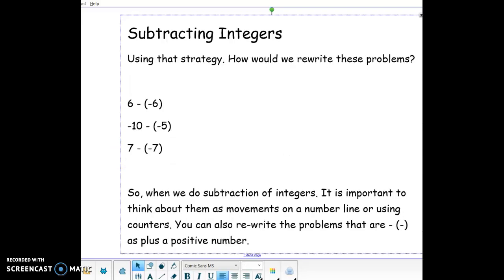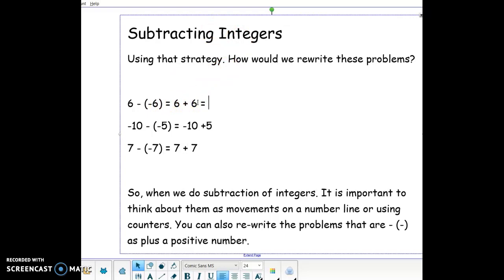So using that strategy, how would we rewrite these problems? If I have here 6 minus a negative 6, I would rewrite this as 6 plus 6. Okay? Negative 10 minus a negative 5 would be written as negative 10 plus 5. And then 7 minus a negative 7 is going to be written as 7 plus 7. Okay, and these are pretty easy problems to do now.